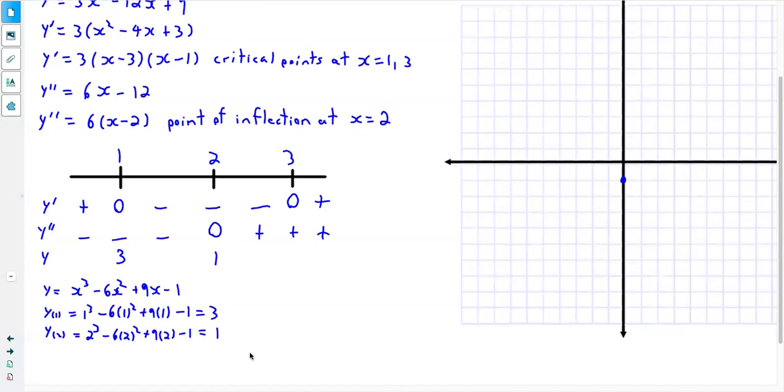Next, we've got 3. So we've got y of 3 is 3 cubed minus 6 times 3 squared plus 9 times 3 minus 1, which gives us negative 1. So we know that's negative 1.